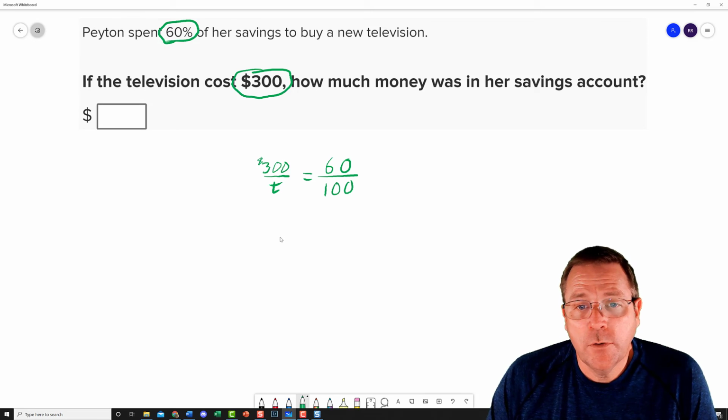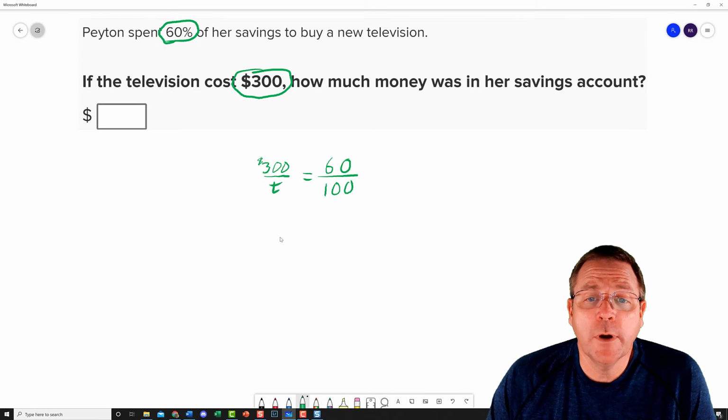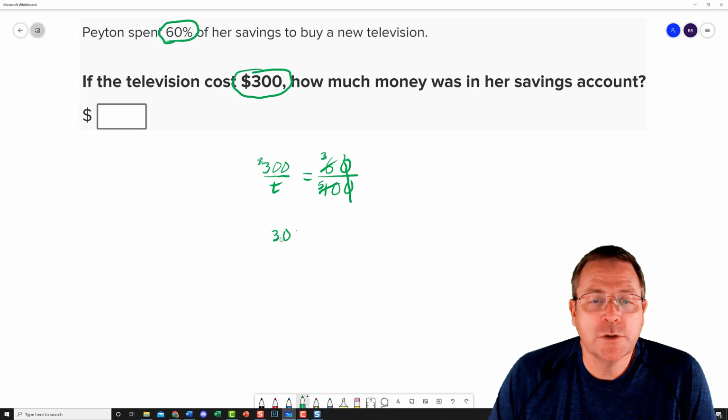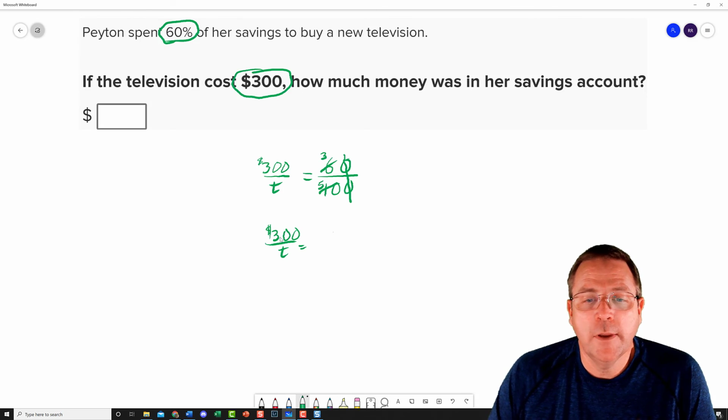Now, first thing I'm going to do is simplify this 60 over 100, and my first step in simplifying it is to knock these zeros on the end out. So now I'm down to 6 over 10, and 6 over 10 will continue to simplify. 2 goes into 6 3 times, 2 goes into 10 5 times, so my new equation is going to be $300 over T is equal to 3 over 5. And that gives me something I can really work with.